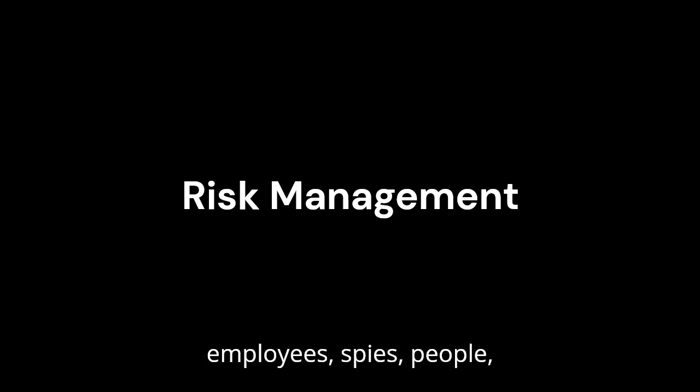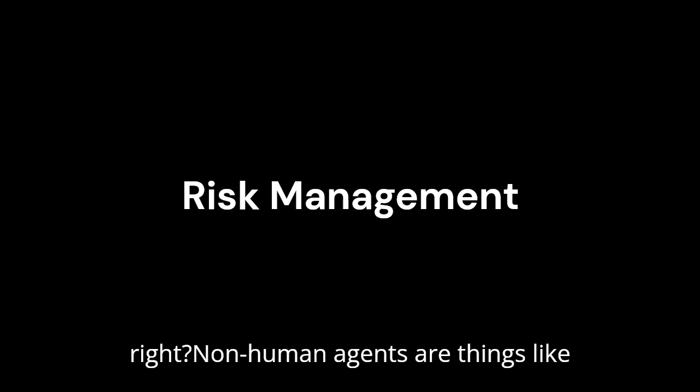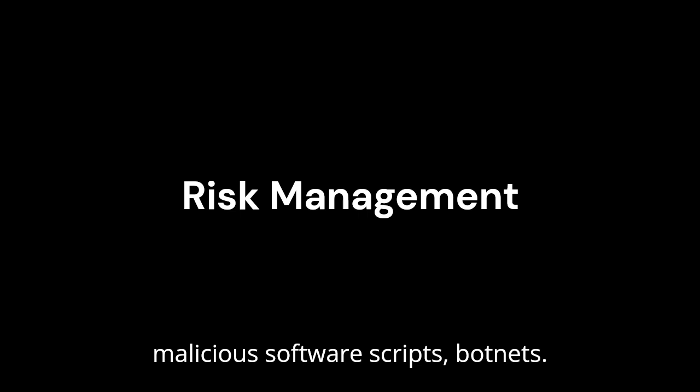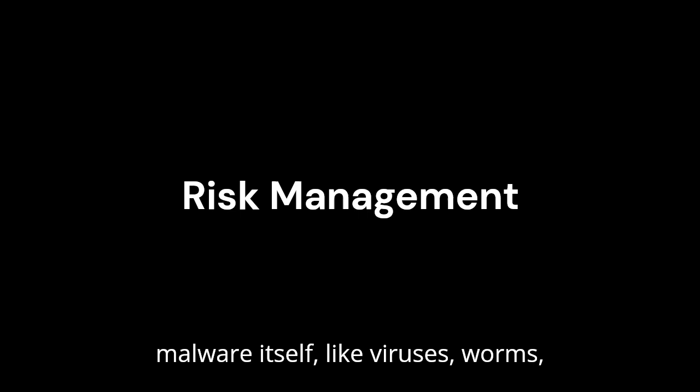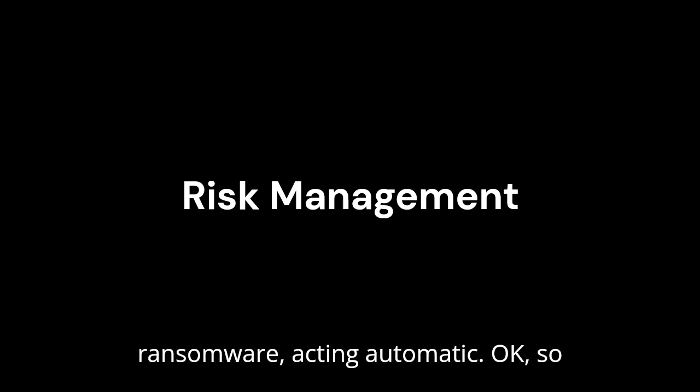Human agents are hackers, cybercriminals, disgruntled employees, spies, people. Right. Non-human agents are things like malicious software scripts, botnets, those networks of zombie computers, malware itself, like viruses, worms, ransomware acting automatically. Okay, so people or programs. Yeah. Got it. Now, let's properly unpack vulnerabilities.